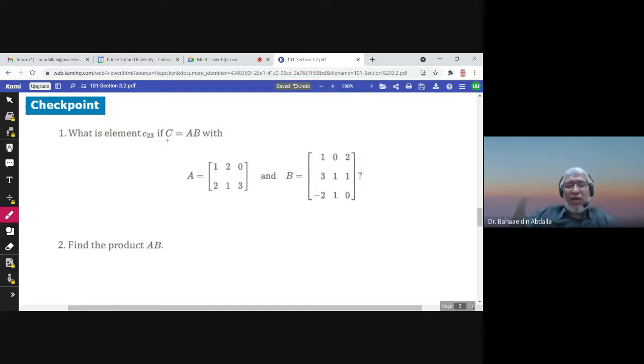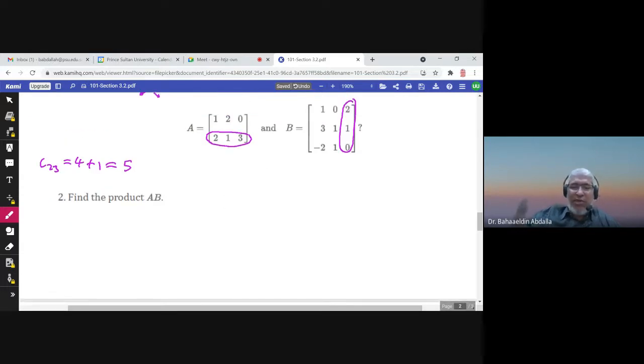What is the element C23 if C equals AB? Well, this element is in the matrix C, and C is the product matrix. So this element is in the second row. So I need to multiply the second row of A by the third column of B. So C23 would be 2 times 2, that's 4. 1 times 1 plus 1. 3 times 0 is 0. So C23 is 5, which means when we multiply A times B, and this is what we need to do here in the second question.